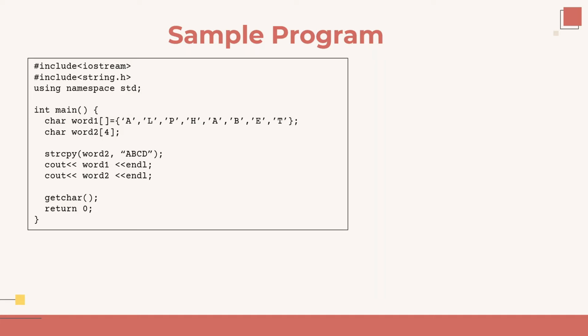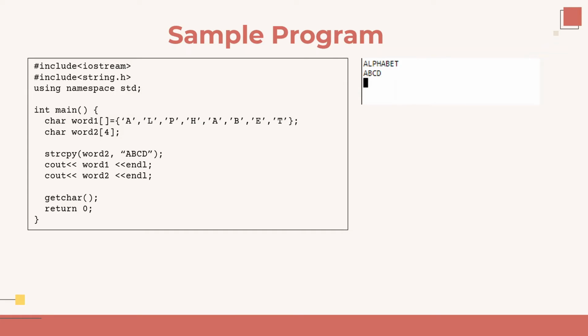In the previous example, the first output is the string alphabet, printing each element using a for loop. For easier display, we can use cout word1 to display the characters in the word1 array. And this is the result. We can display alphabet. And then in here we use the strcpy function.